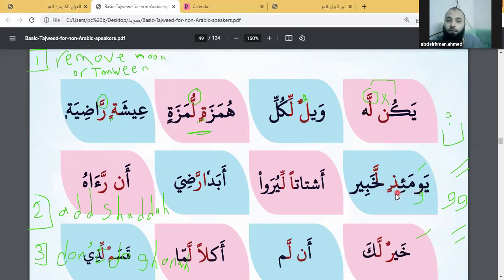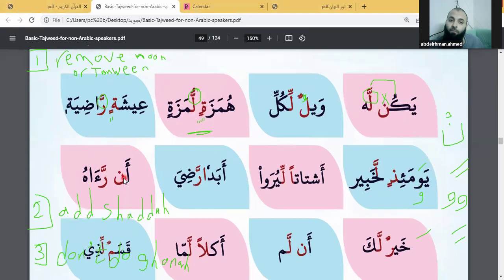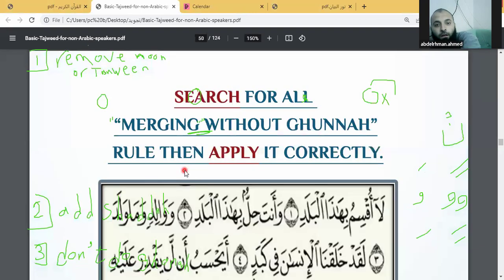yawma'idhilla khabir. Okay, here, noon sukun followed by lam. Remove the noon, add shadda. Allam. Here, same. Ar-ra'ahu. Okay. I think that's everything about idgham without ghunnah.